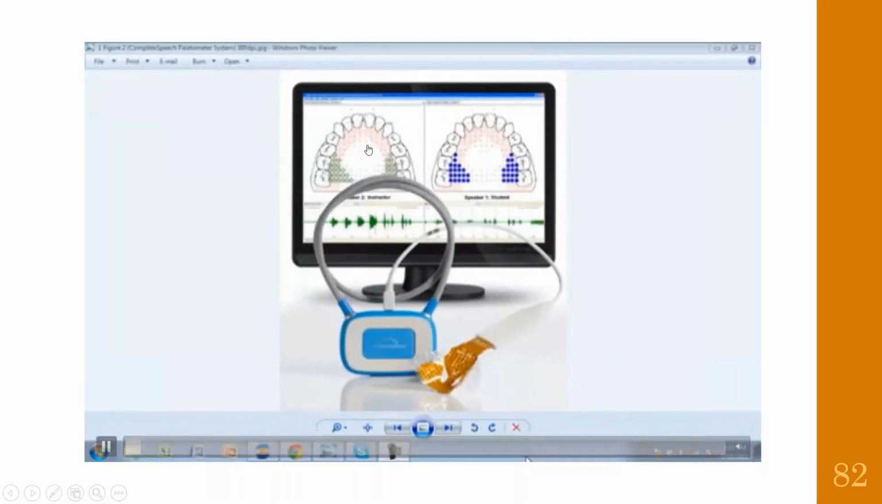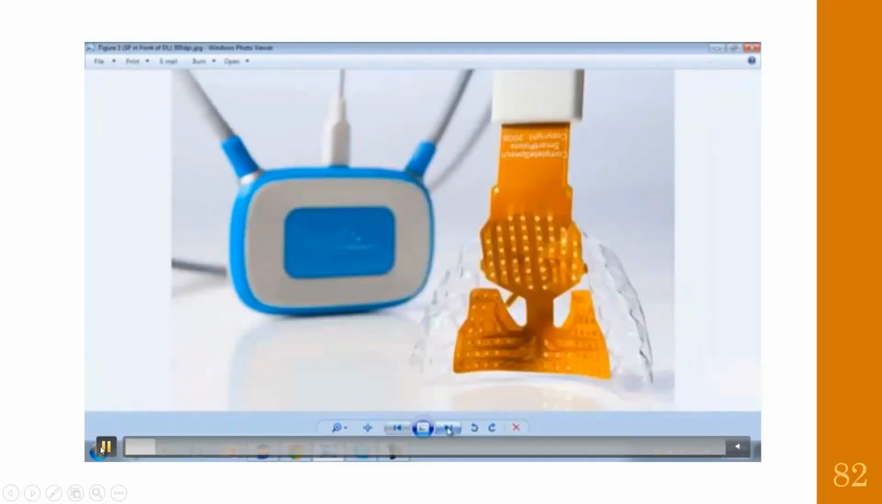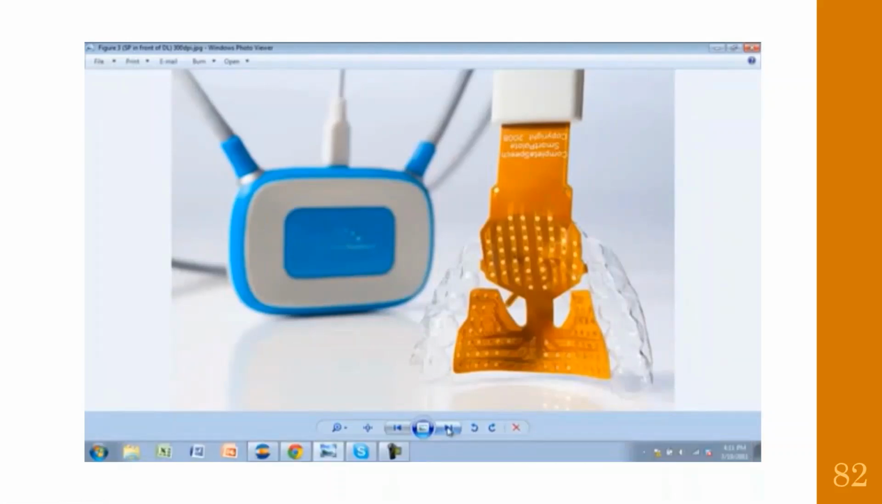The computer screen shown behind is the palatography software. This is the data link which connects the smart palate to the computer. This is a smart palate. It is a custom-made artificial palate molded to fit against the speaker's hard palate. It has 124 sensors, which makes it extremely sensitive to tongue contact.